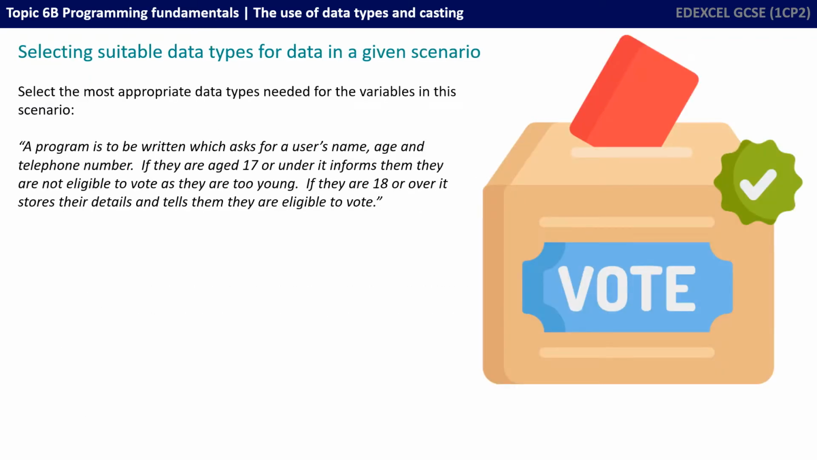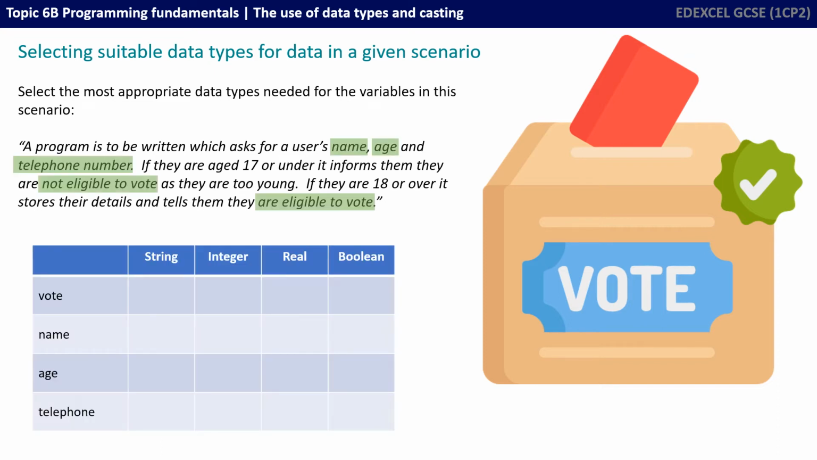So one other thing you have to be able to do under exam conditions is to be able to select suitable data types based on a given scenario. So here's a typical example you might see in an exam. A program is to be written which asks a user's name, age and telephone number. If they are aged 17 or under, it informs them they are not eligible to vote as they're too young. If they're 18 or over, it stores their details and tells them they are eligible to vote.